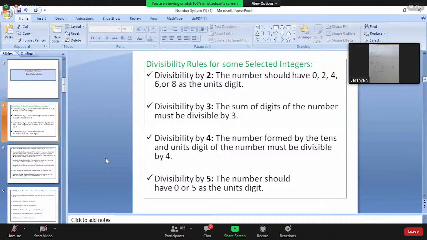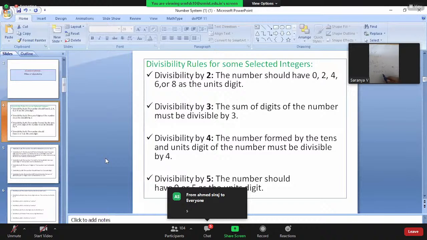Okay, check in. Tell me, is it divisible by 4? Sorry, 2. Is it divisible by 2? Yes or no? Yes. And what about 3?